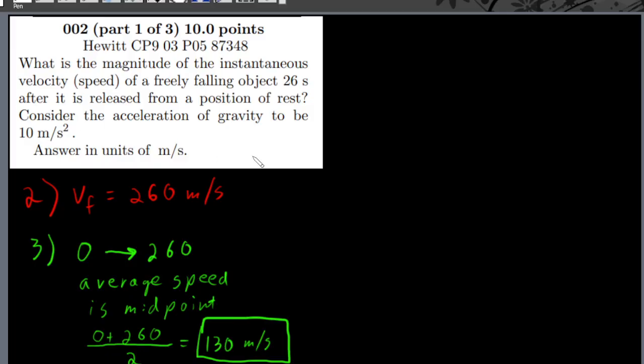Now let's consider question number 4, and I'm going to choose a more vivid pen color that maybe will be a little more visible. Great. So number 4 then says, how far will it fall? In other words, what is the displacement?